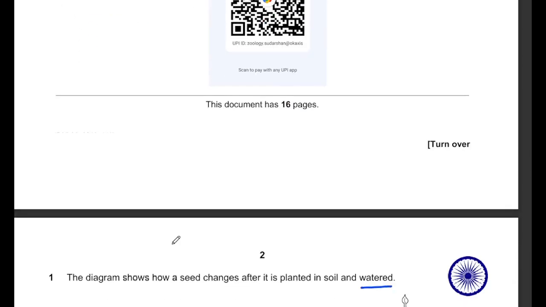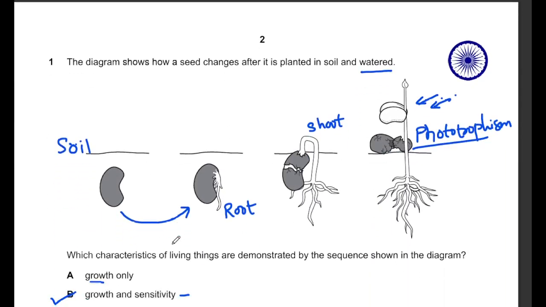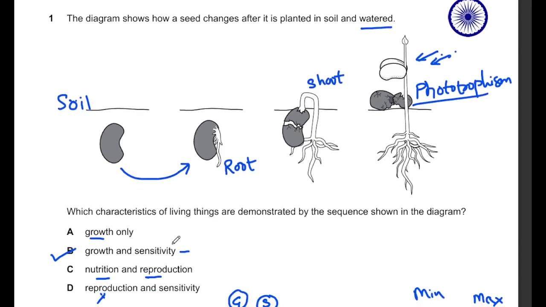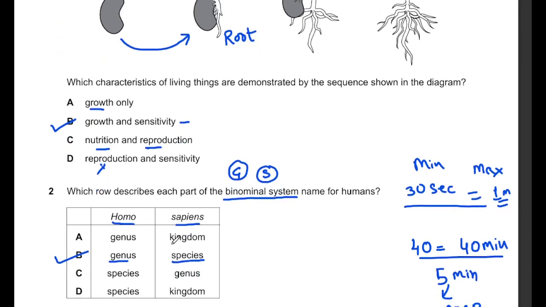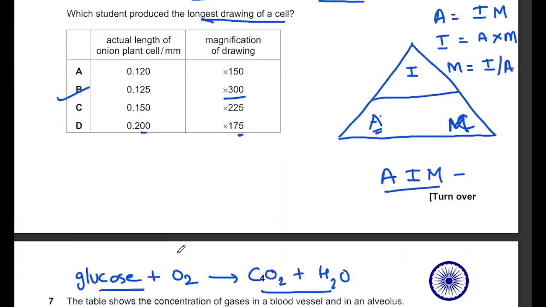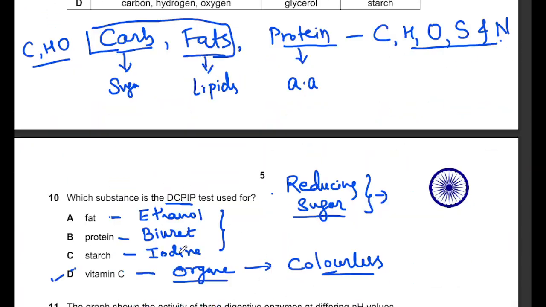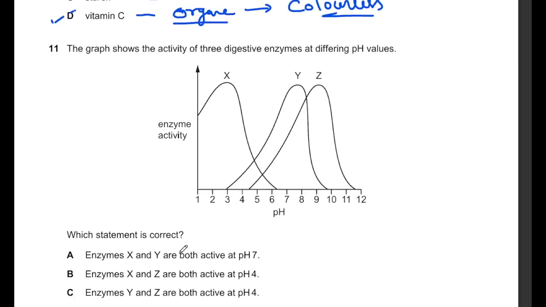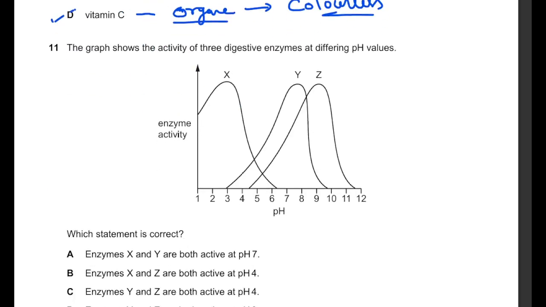This document has 16 pages. We have done the first 10 questions in the part 1 video. You can find the link, or under the playlist of biology you will find the first 10 questions. So this one we have done with all the explanations. Now moving to the 11th question.